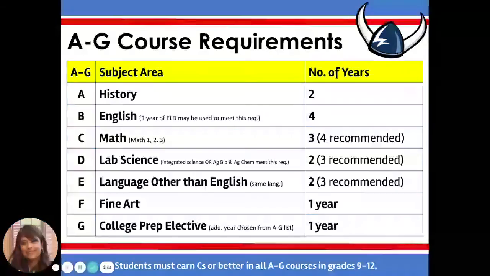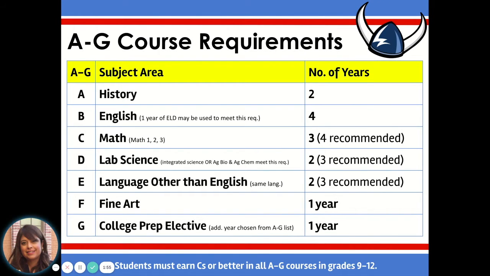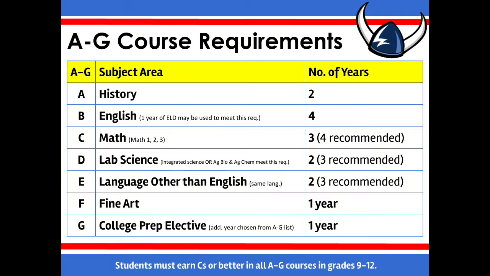Last, students must earn C's or better in every A through G course in grades 9 through 12 to meet minimum admission requirements for a four-year university. So it's really important that you always do your best and maintain good grades. Up next, Mrs. Aldaña will be reviewing the rest of the admission requirements.